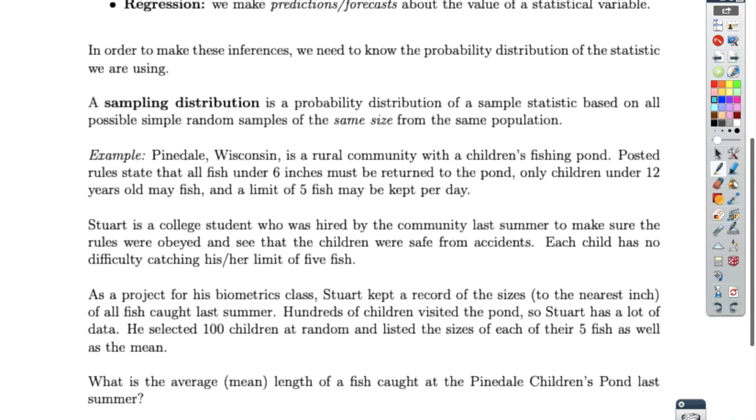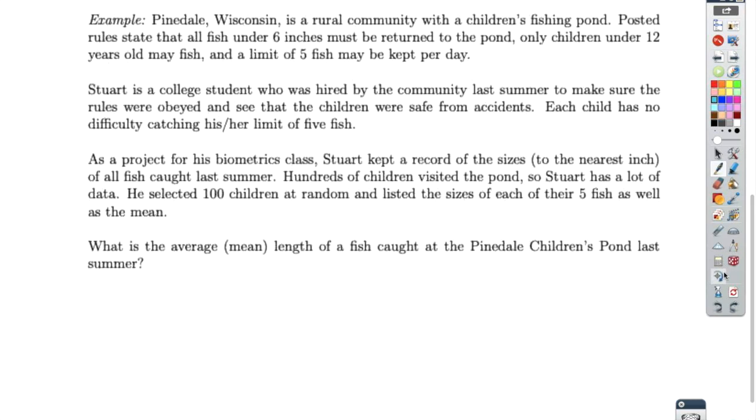So this example says, Pinedale, Wisconsin is a rural community with a children's fishing pond. Posted rules state that all fish under 6 inches must be returned to the pond. Only children under 12 years old may fish, and a limit of 5 fish may be kept per day. Okay, so it's this pond where kids can fish. If they catch a fish that's too small, so under 6 inches, they have to throw it back. And also, the maximum age is 12, right? So only kids under 12 can fish there.